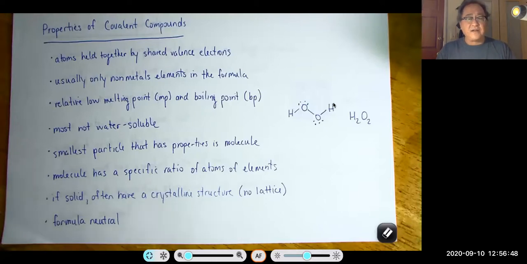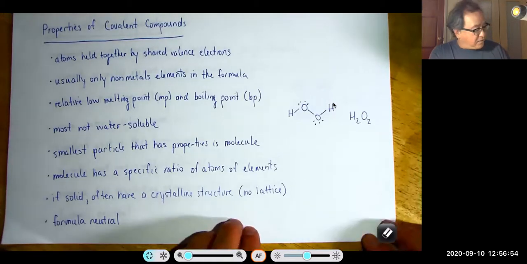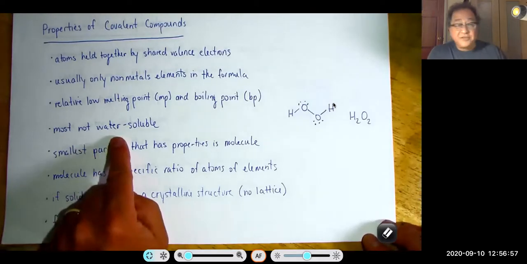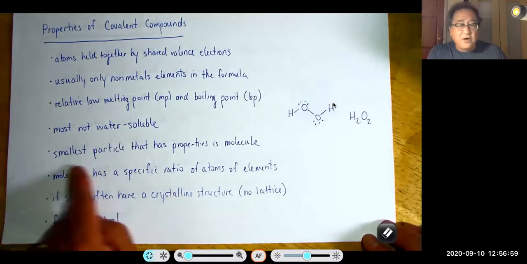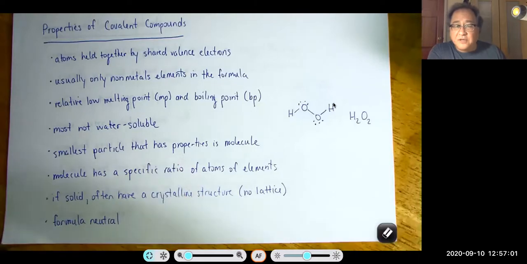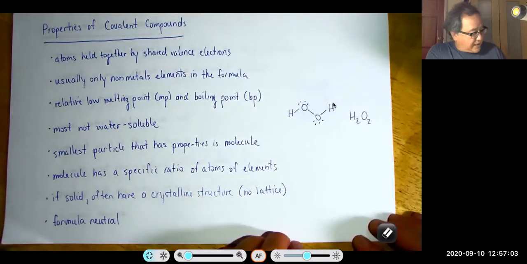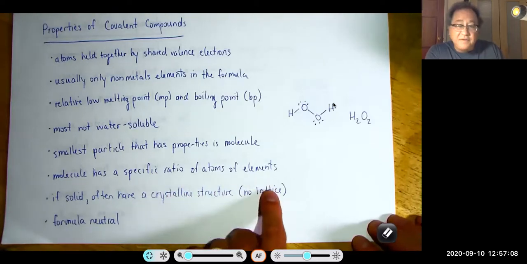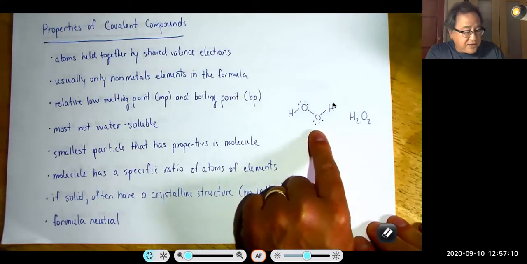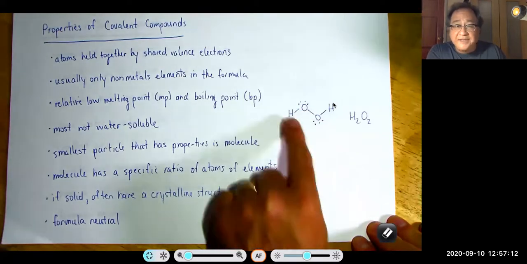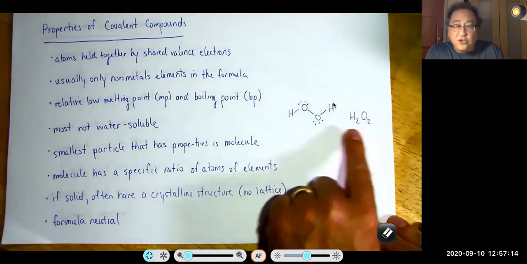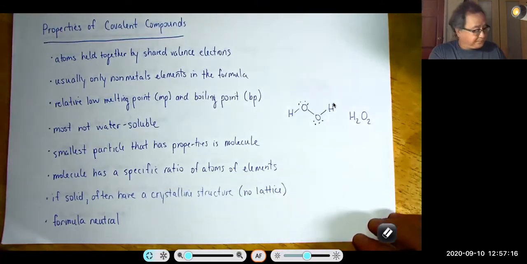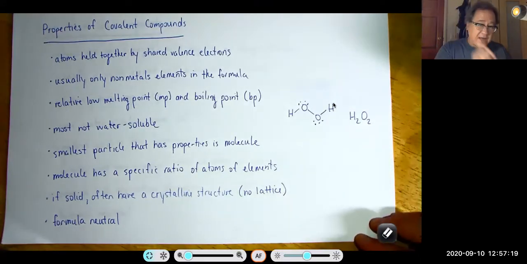I'll give you another example. Wax. Can you melt that on a stovetop? You bet your bibby. What kind of compound? Molecular. Okay. Most are not water soluble, but some are. The smallest particle that has the properties of the whole is something called the molecule. The molecule has a specific ratio of atoms of elements. And so here I've given you an example of a molecule held together by covalent bonds. Those are the lines. And its formula is H2O2, okay? 2 atoms of hydrogen, 2 atoms of oxygen.